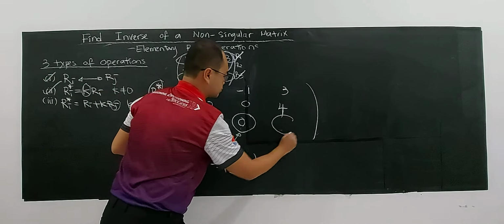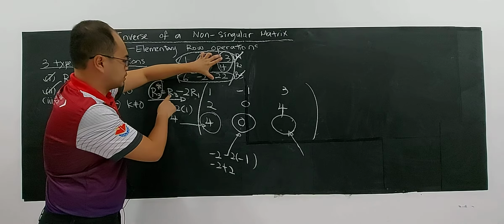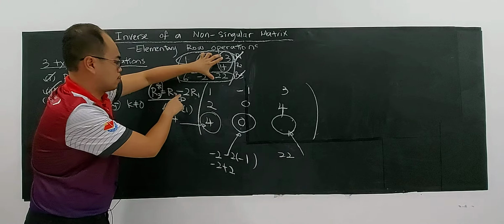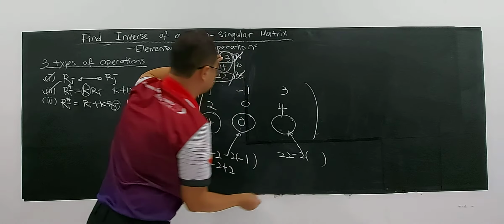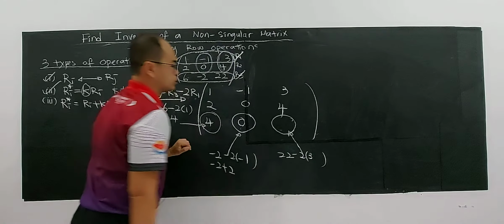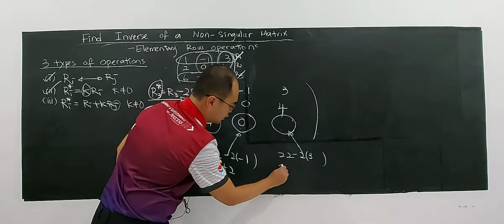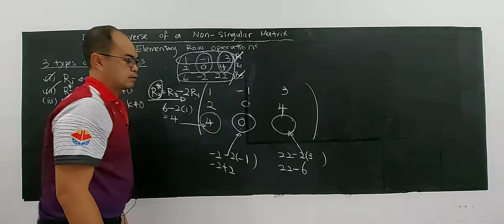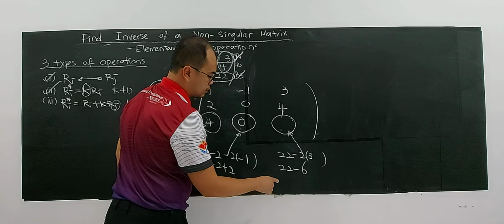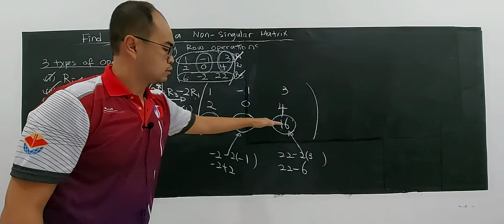Now go for this. We refer to 22 and 3. So it means that row 3 is 22. 22 minus 2 times row 1. Row 1 is 3. So you have 22 minus 2 times 3, which is 6. So 22 minus 6, you have 16. You have 16 here. So it means you already modified the third row.